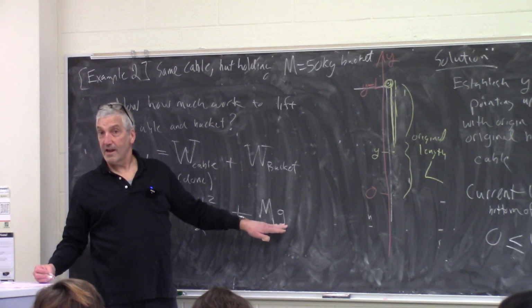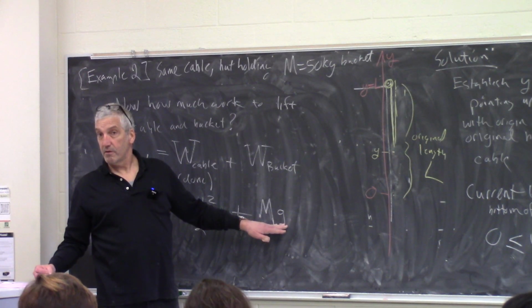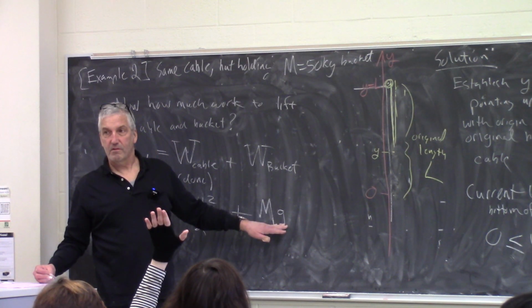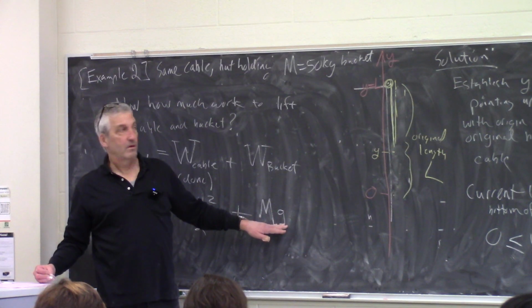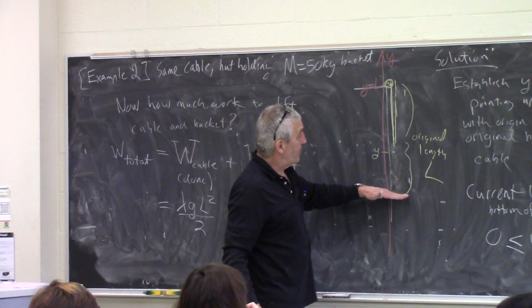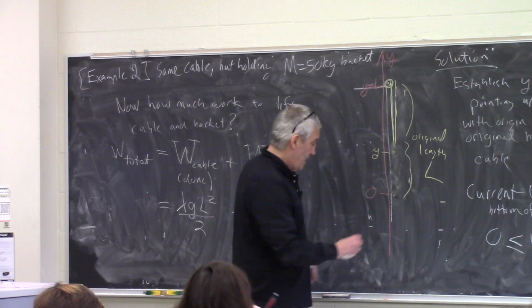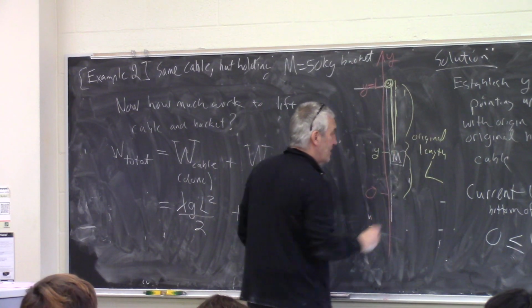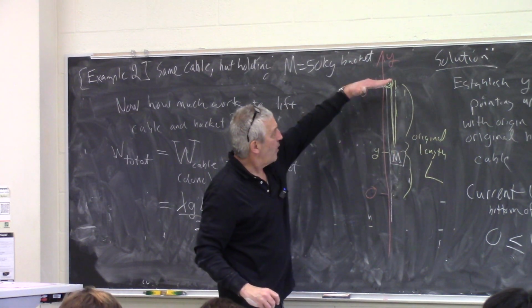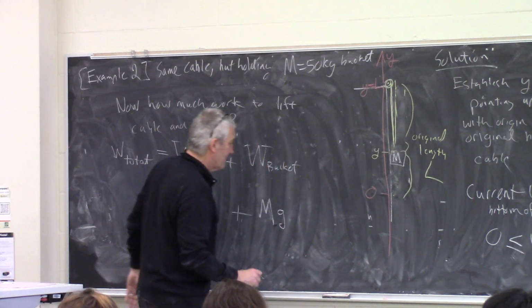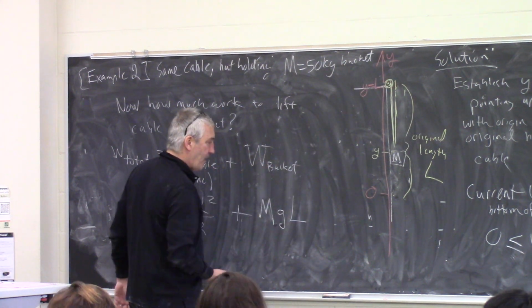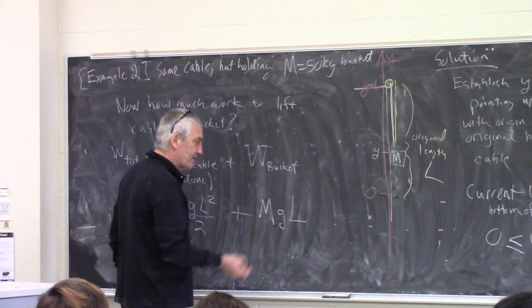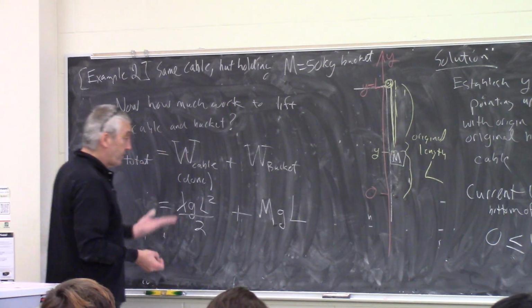So how much work does it take to get that bucket to the roof? What's the distance it has to be lifted through? It was originally dangling from the cable. The cable was originally length L. And so this bucket with a certain mass gets moved from y equals 0 to y equals capital L. So the distance it moves is L. So mass times g is force. Force times distance is work. When you have a constant force, you don't have to integrate. So there we go. There's our answer.